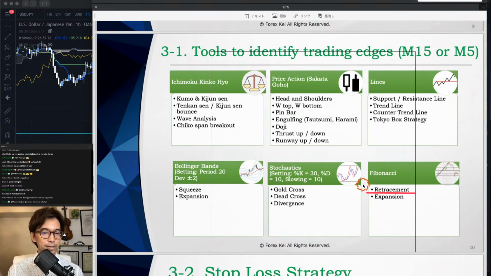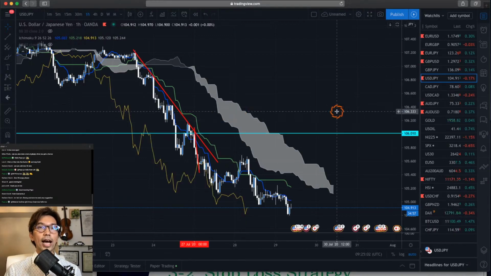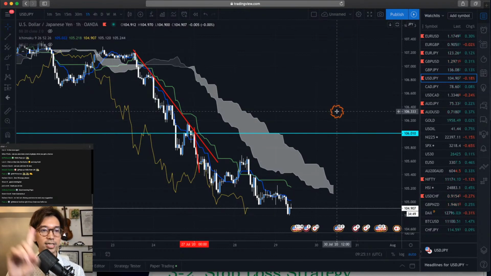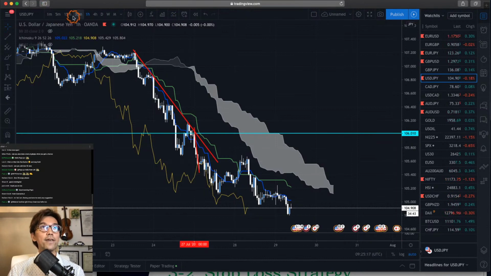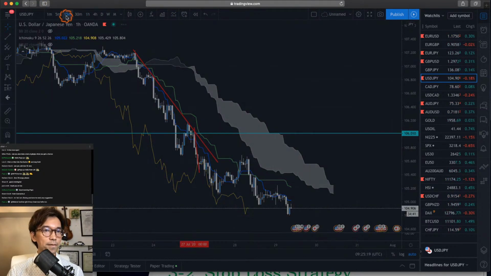15 or 5. That's why I decided to pick these 3 pairs today, because these are good downtrending or uptrending. So USDJPY 1 hour is downtrending, as I say, and daily is also downtrending. Okay, so I look at either 5 or 15. Let's take a look at the 15 first.